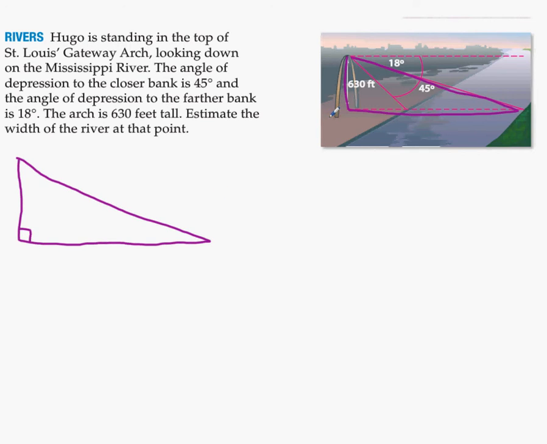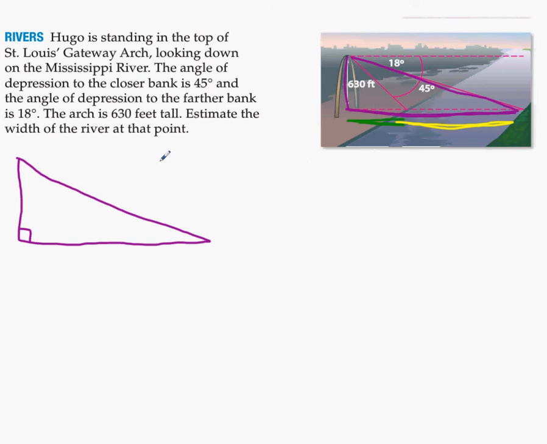explanation. First, I'm going to get a game plan here. Let's see. I'm going to try and figure out this whole length right here. Then I'm going to try and figure out this length right here. And that, I hope, when I subtract those two, will give me that length right there, which is the distance across the river.